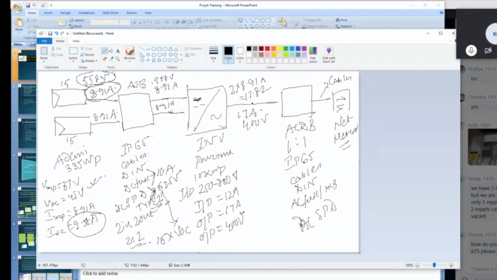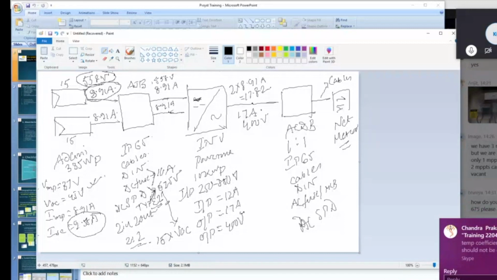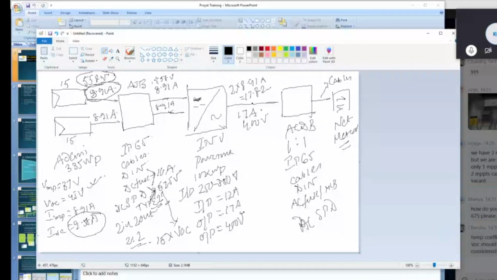Type 2 DC SPD, DC fuse rating as 10 amps. Clear? The temperature coefficient of VOC won't be required because we are taking the range till 1000. Between 600 to 1000, the same SPD would be used. Even if there is a temperature coefficient, it won't vary too much. It can't go more than 1000. It can't be double. It can be a certain percentage, obviously less than 10%. So more than enough for this design.